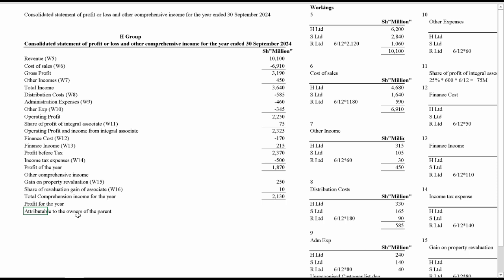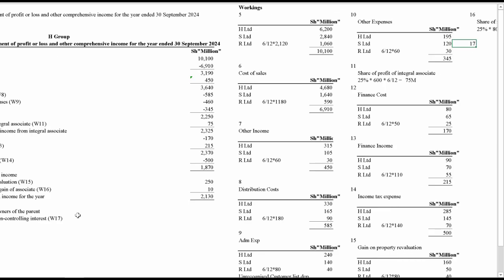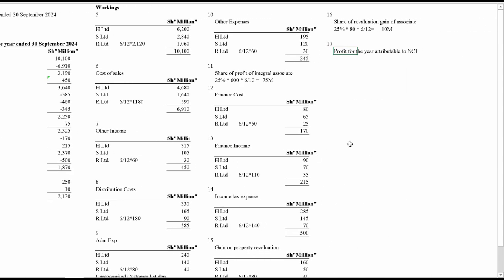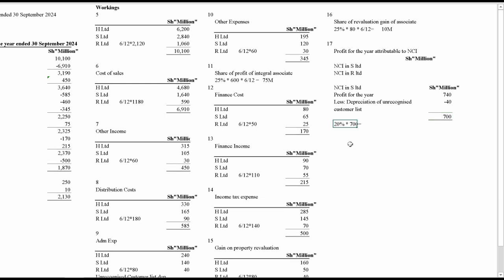Then we find the profit for the year, which is attributable to owners of the parent as well as the NCI. So we shall calculate starting from the NCI. So our working 17 for the NCI. You have to calculate the NCI for S and R. So we start for S. Profit for the year for S, we had been given to be 740. Then you have to raise the depreciation for the unrecognized customer listing, which was 40. We get 700 for the share portion for this S limited. It is 20% since the parent has acquired 80%. So times 700 to get 140. So that is the NCI for S limited.